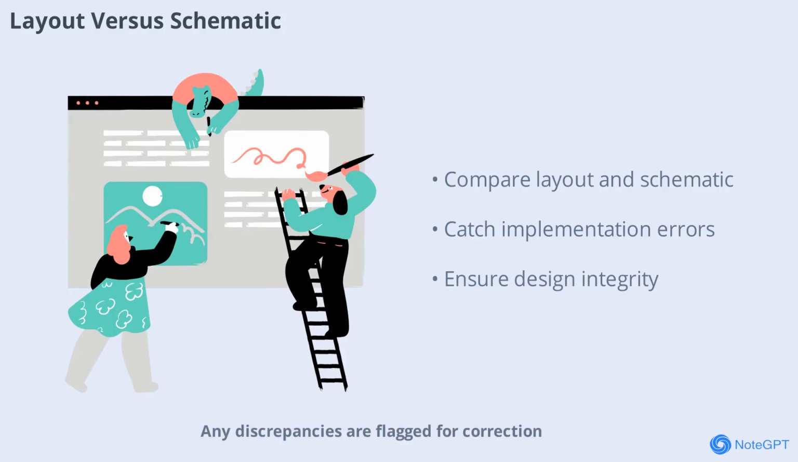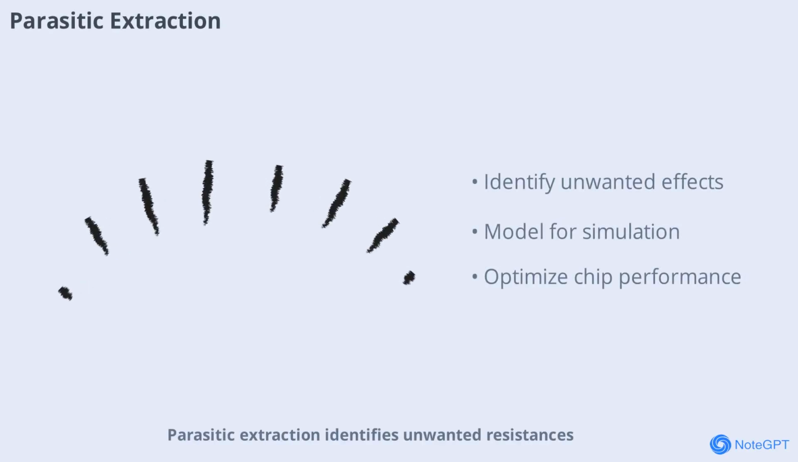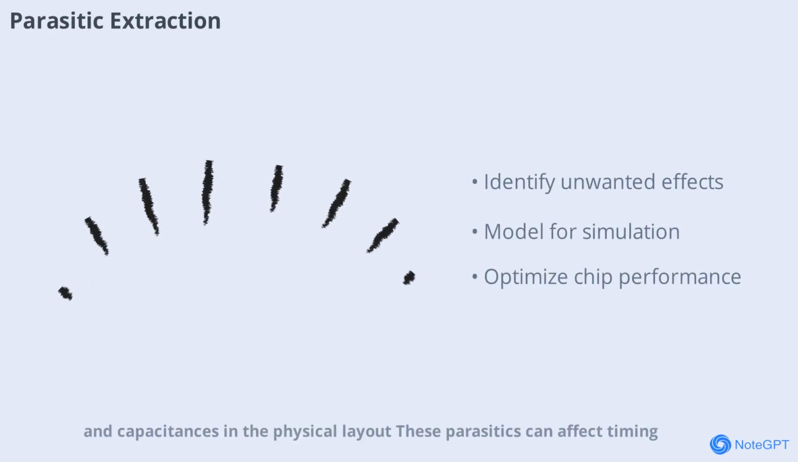Any discrepancies are flagged for correction. LVS is critical for catching errors that could lead to non-functional chips, ensuring design integrity before fabrication. Parasitic extraction identifies unwanted resistances and capacitances in the physical layout.